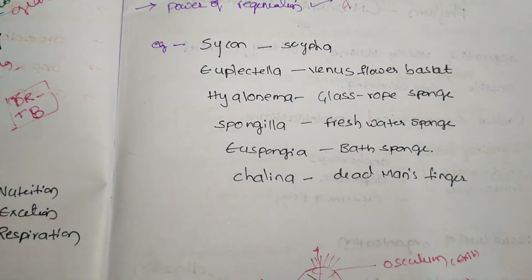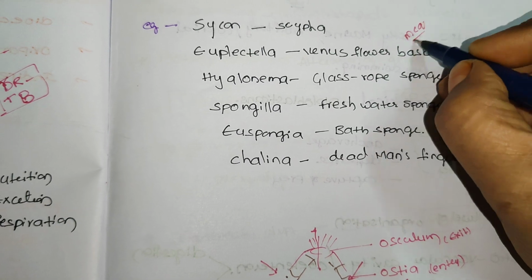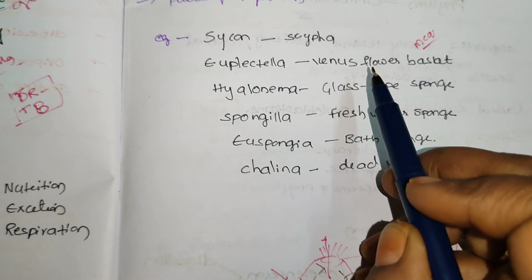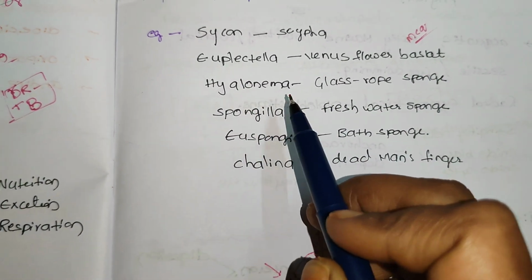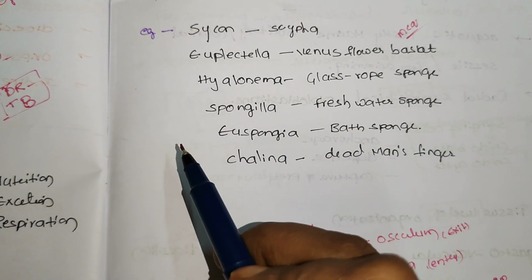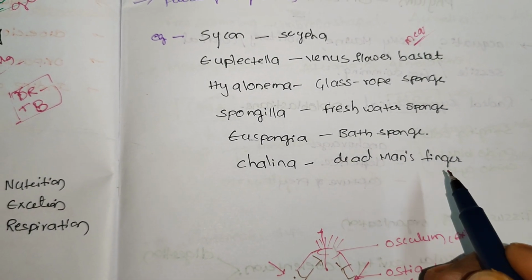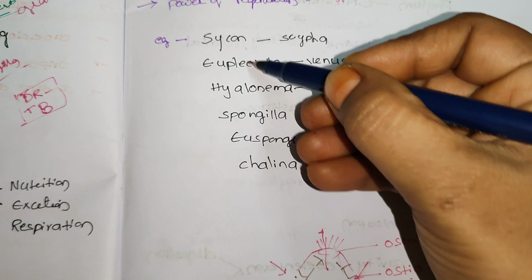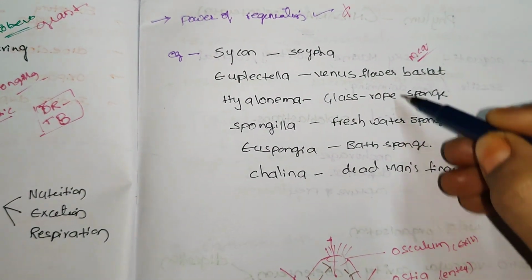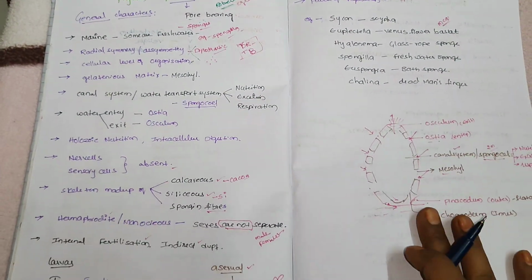Example organisms are very important in MCQs. Common names are important for EAMCET and NEET. Sycon, Scypha. Euplectella, Venus flower basket. Hyalonema, glass rope sponge. Spongilla, freshwater sponge, as I already explained in the exception. Euspongia, bath sponge. Chalina is the dead man's finger. You have to remember the example organisms of Porifera with the help of common names, because these are asked as MCQs in EAMCET and NEET. So these are the general characters of Porifera. You have to remember all.